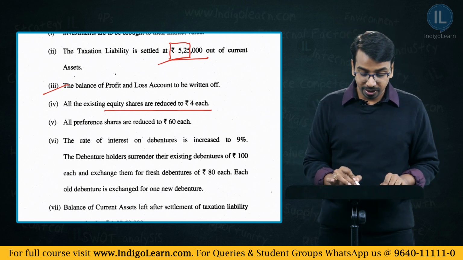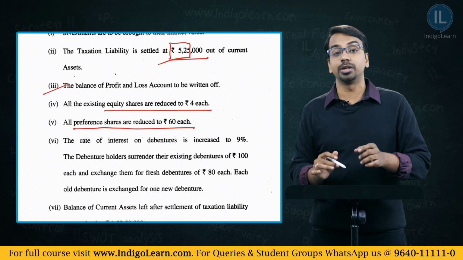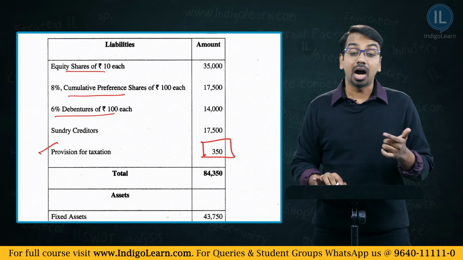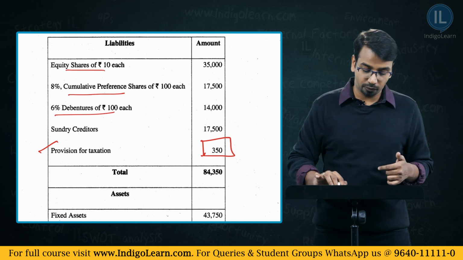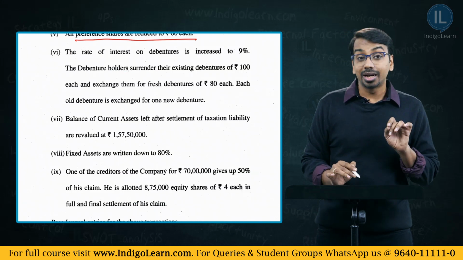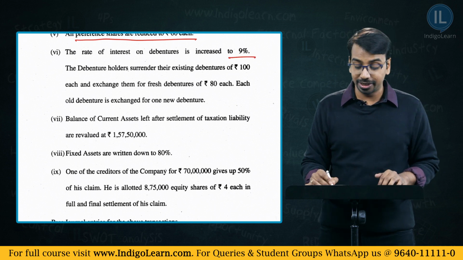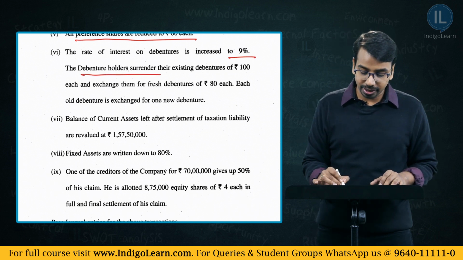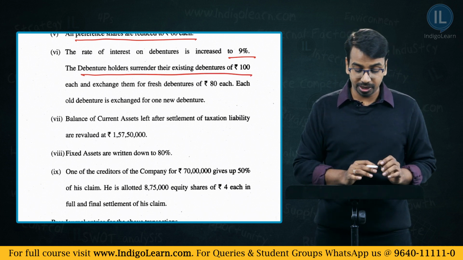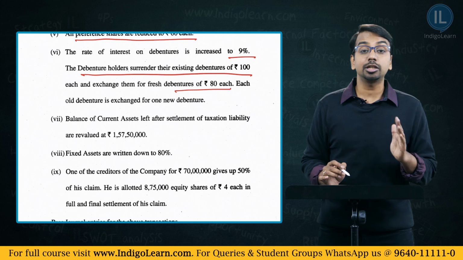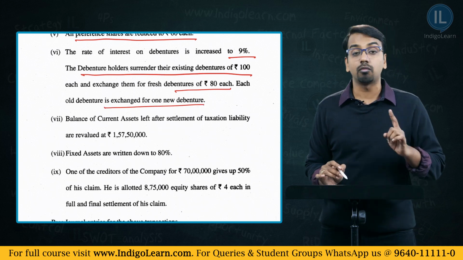The next adjustment, preference shares are reduced to 60 rupees. So here also preference shares value has been reduced and the face value, which was 100 rupees, has come down to 60. So 40 is the reduction. Then see this interesting adjustment. The rate of interest on debentures is increased to 9%. So this will not impact the books of accounts. Debenture holders surrender their existing debentures of 100 rupees and exchange them for fresh debentures of 80 rupees. Each old debenture is exchanged for one new debenture.